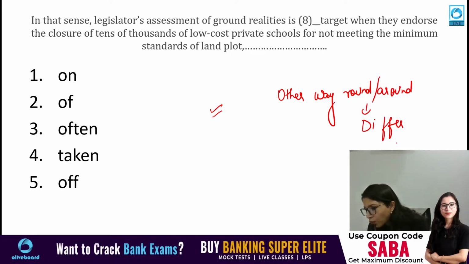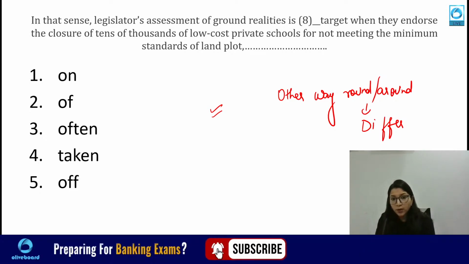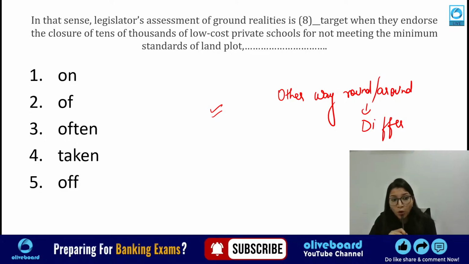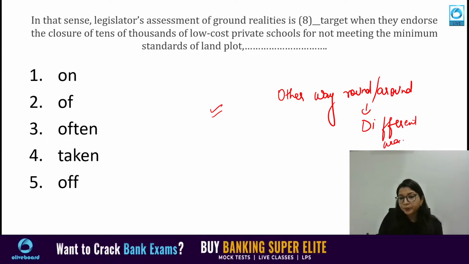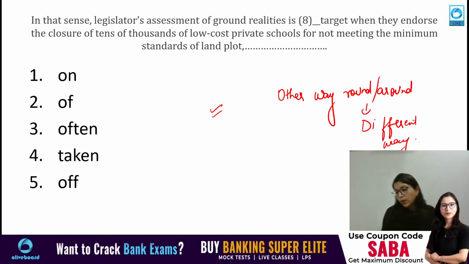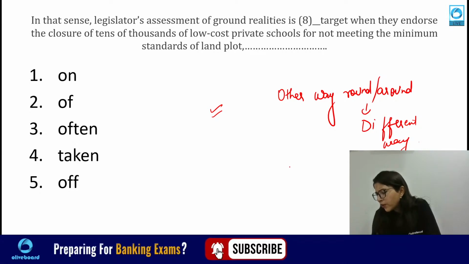Acha, on, off, often. So many answers. Taken target, on target, off target. Okay, got it. Okay, Sandeep. Different way it is. Now, guys, listen. Taken target. Priyanshu, often target. Is often target, what sense it is giving, Venkatesh?